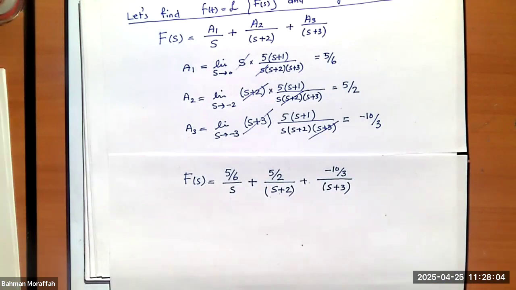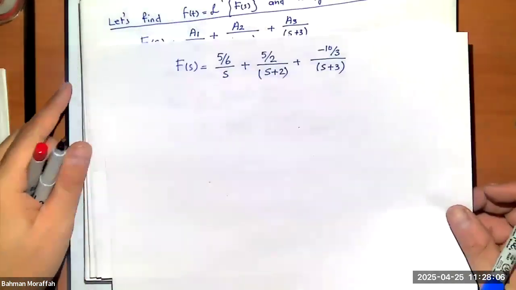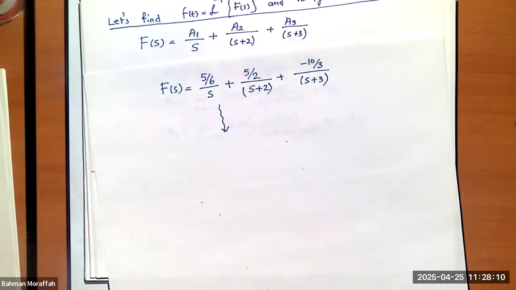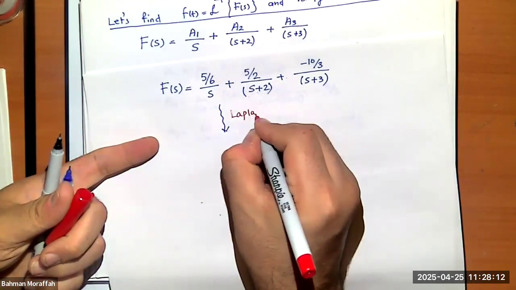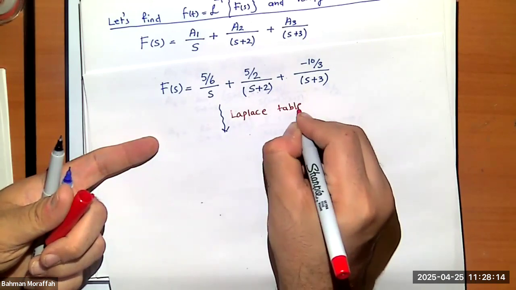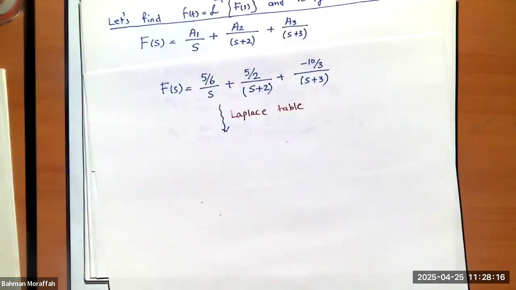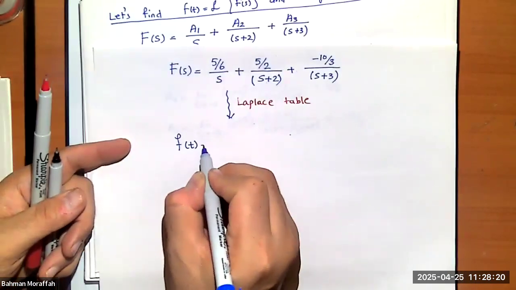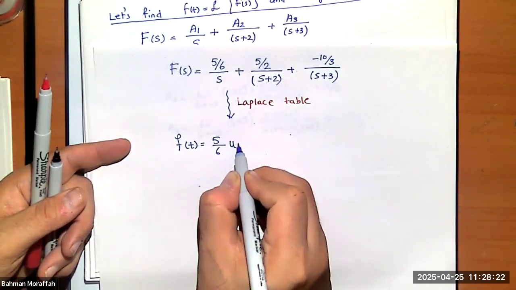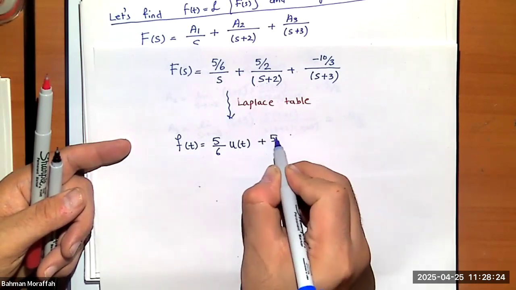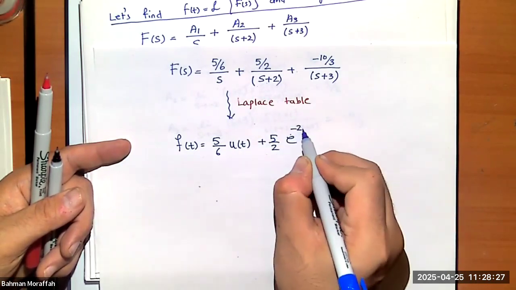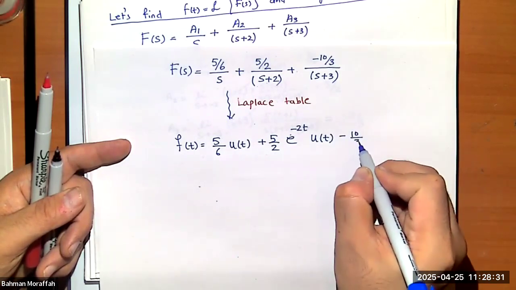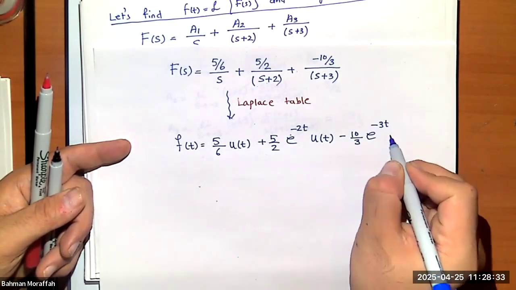Now I know exactly what f of t is. I can use the Laplace table to find f of t. f of t is 5 over 6 u(t), plus 5 over 2 e to the power of minus 2t u(t), minus 10 over 3 e to the power of minus 3t u(t).